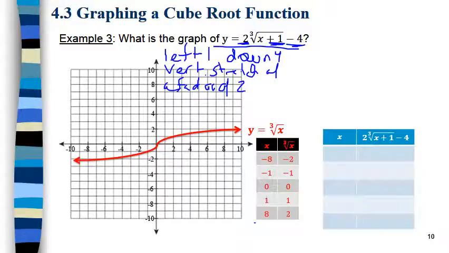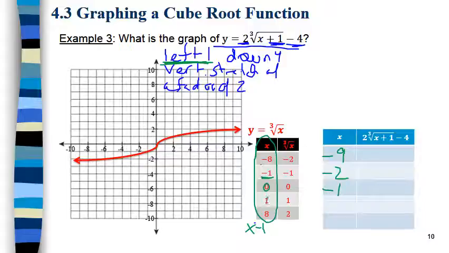Okay, so when we're looking at our table, that means we're going to take all of our x values and move left 1. Moving left 1 really means x minus 1, so we're subtracting 1. Instead of negative 8, we have negative 9. Instead of negative 1, we do negative 2. And 0 minus 1 is negative 1, 1 minus 1 is 0, and 8 minus 1 is 7. So basically we are subtracting 1 from all of our original x values.